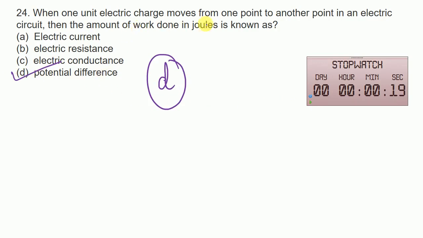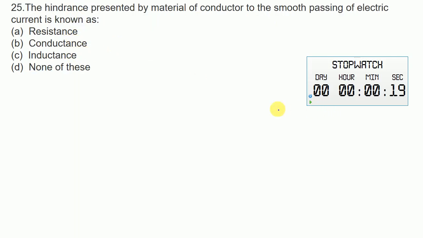Clear? One unit electric charge moves from one point to another in electric circuit. It's clearly given. Amount of work done in joules is potential difference. Okay. Next, the hindrance. Again, very less time you should take. Hindrance presented by material of conductor to smooth passing of electric current is known as, hindrance is called as resistance. Right? Okay, next.